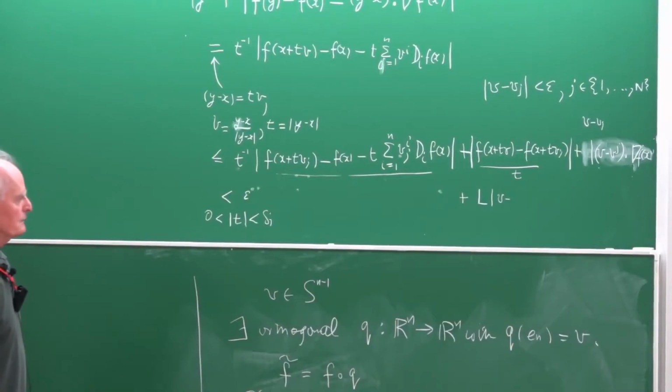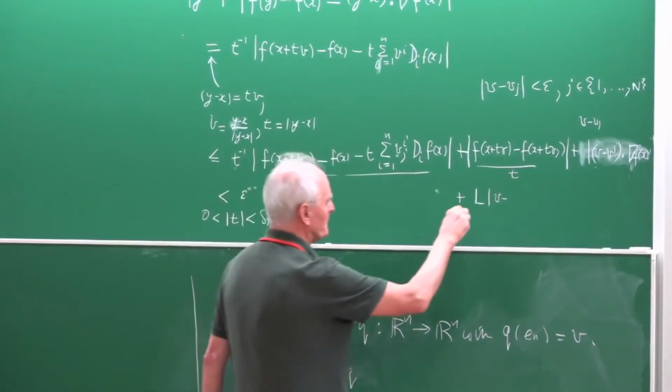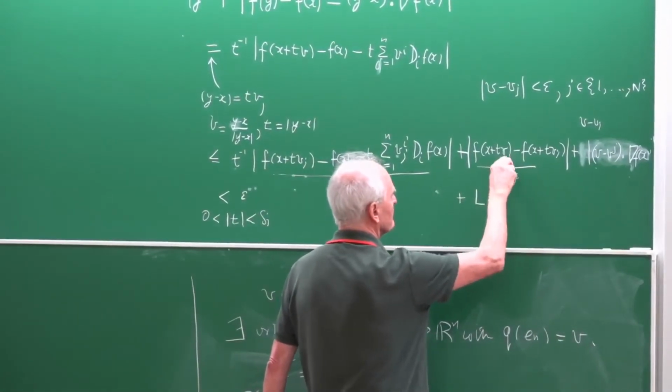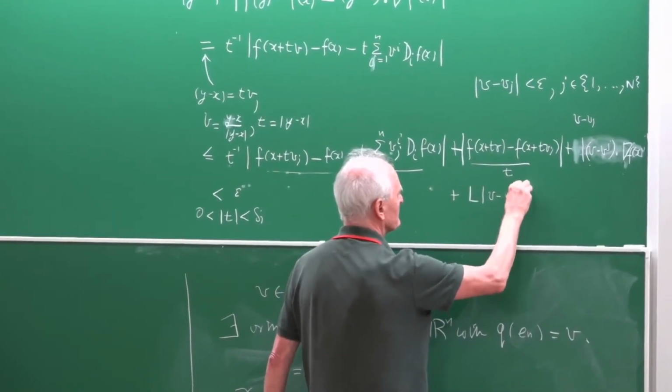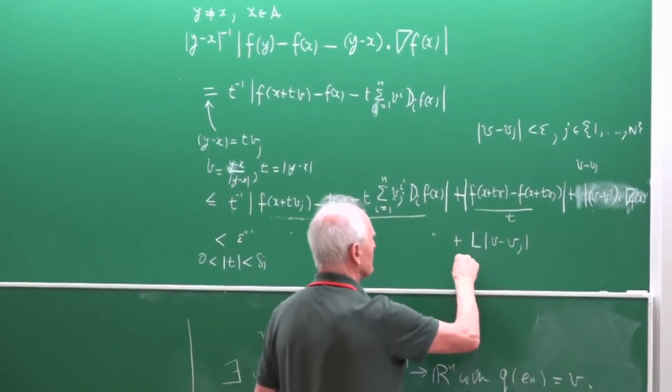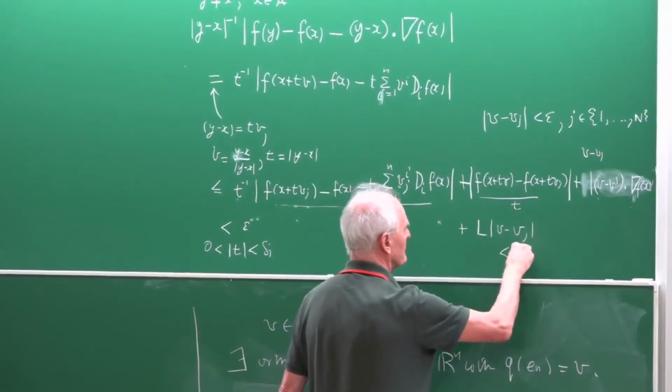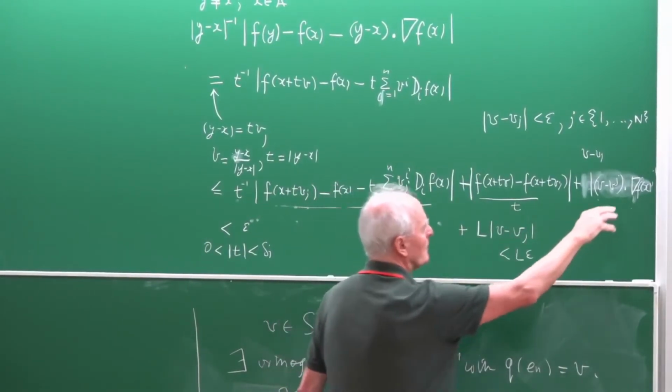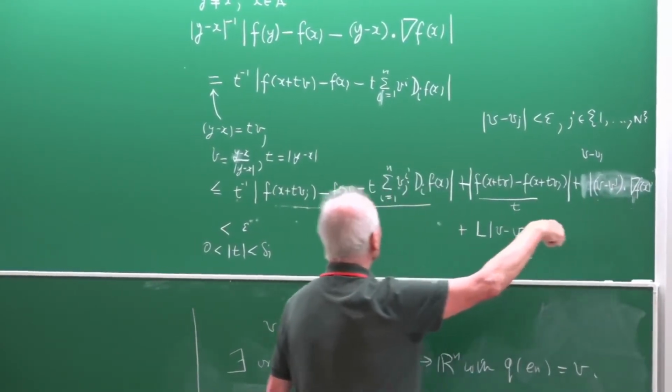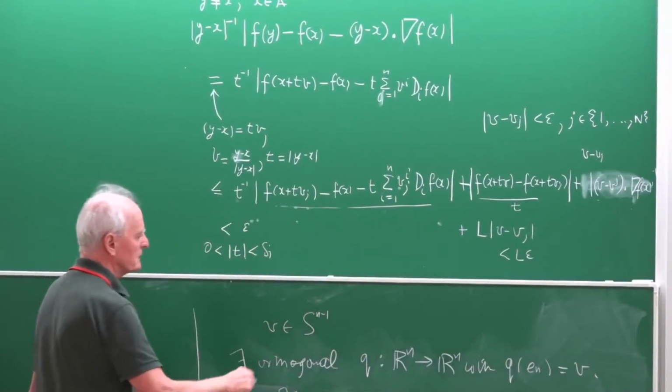So that's the correct formula with the T's in place. And then this is less than, by the Lipschitzness, this is less than V minus Vj, but that's less than L times epsilon. Likewise, by the Cauchy-Schwarz inequality, you remember the Cauchy-Schwarz inequality, right?